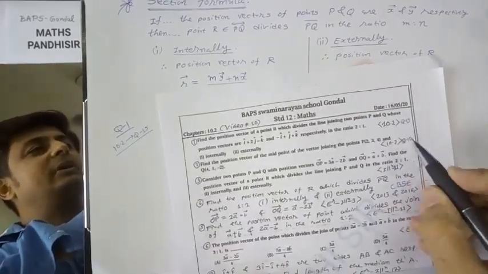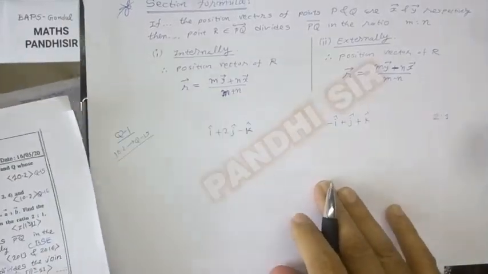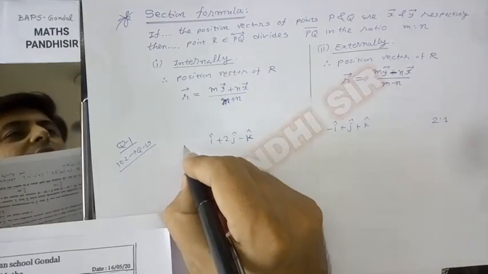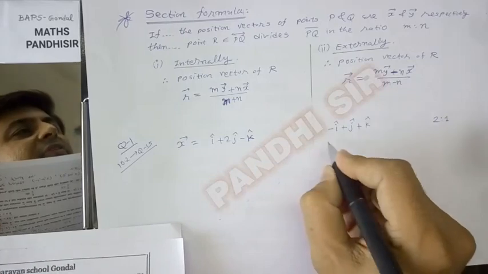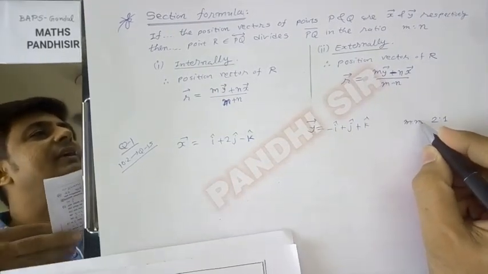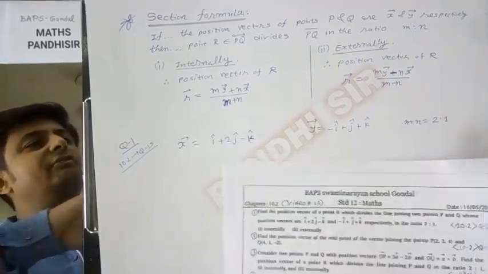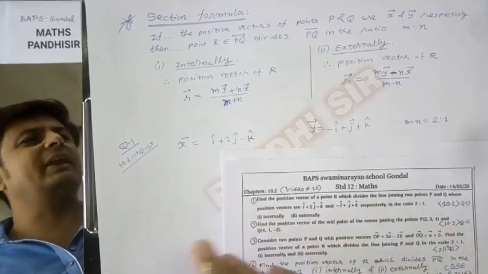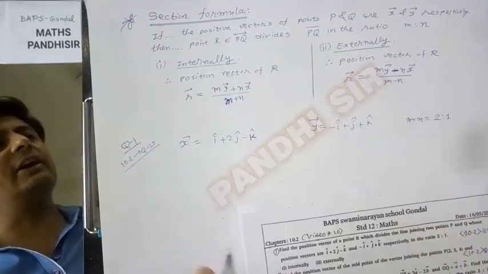Okay, so some 10.2 questions, numbers 15, 16, we'll start from that. Look, the position vector of P and the position vector of Q are given. And the ratio is given, m:n is 2:1. Then we want to find the internal and external division, internally and externally. The point R divides, suppose R and R dash, then we want to find the position vectors. Same formula here we have.